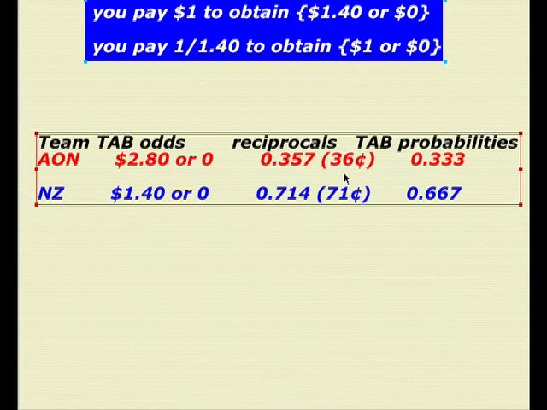So it's just a different way of expressing these prices, but it's a useful way of thinking about it, because what if you bought a ticket on New Zealand winning, and you bought a ticket on some other nation winning? So you're going to get $1 back from the TAB anyhow. If some other nation wins, you're going to get $1. If New Zealand wins, you're going to get $1. How much do you pay for that? Well, what you pay is 36 cents and 71 cents, and that adds up to $1.07, doesn't it?